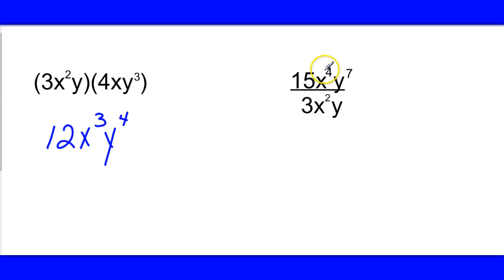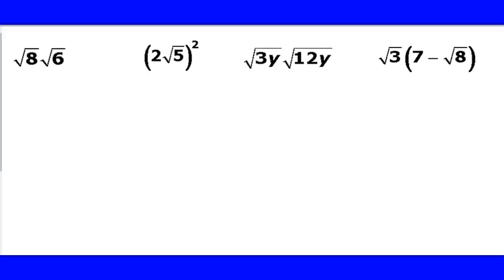Here, if we're dividing, we divide the coefficients. So 15 divided by 3 is 5. We divide the x's. X to the 4th divided by x squared. Remember, subtract the exponents, is x squared. And y to the 7th divided by y to the 1st is y to the 6th. I did not have to have like radicals in order to multiply or divide. So that means I'm not going to need like radicals in order to multiply or divide the radicals.